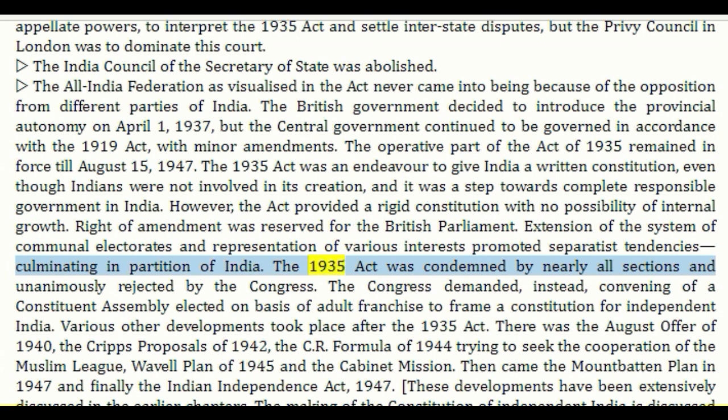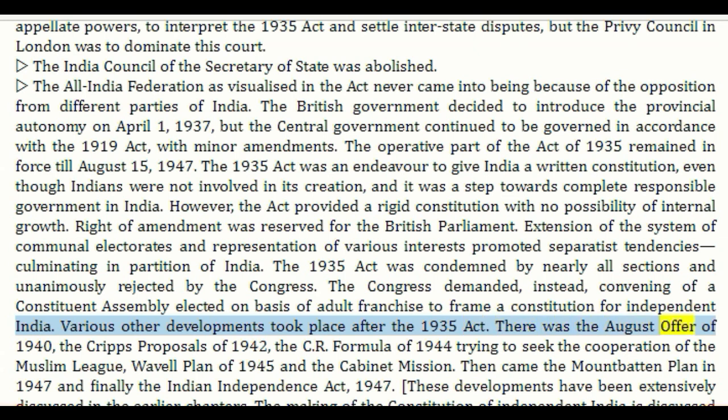The 1935 Act was condemned by nearly all sections and unanimously rejected by the Congress. The Congress demanded, instead, convening of a constituent assembly elected on basis of adult franchise to frame a constitution for independent India. Various other developments took place after the 1935 Act.